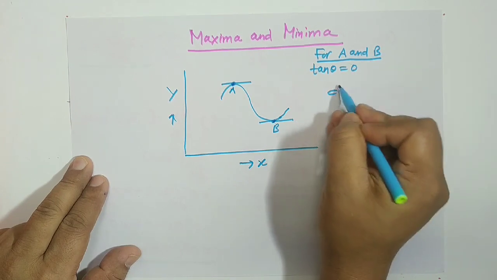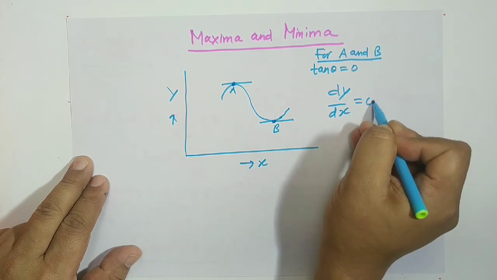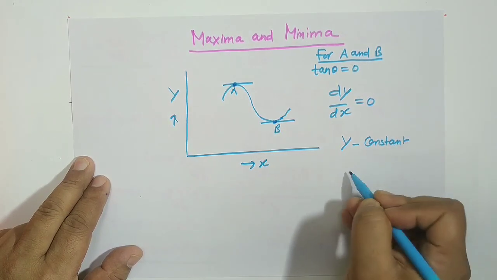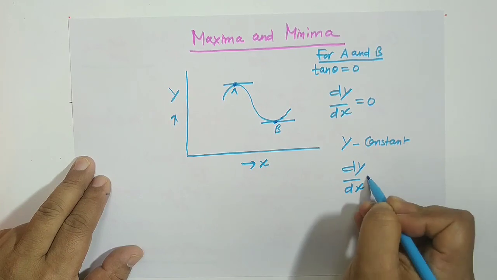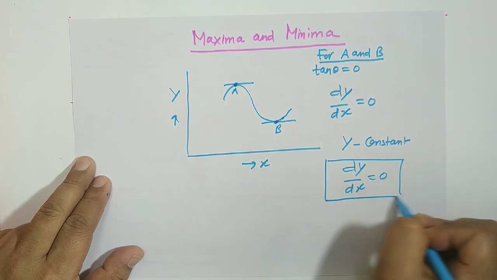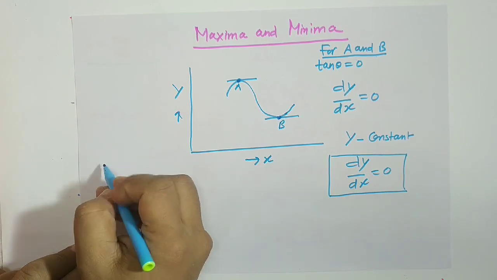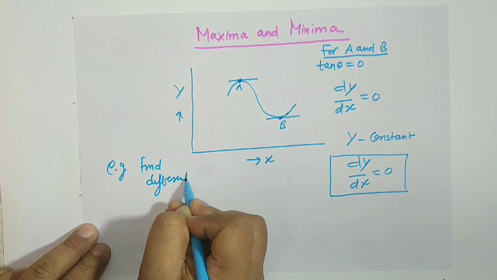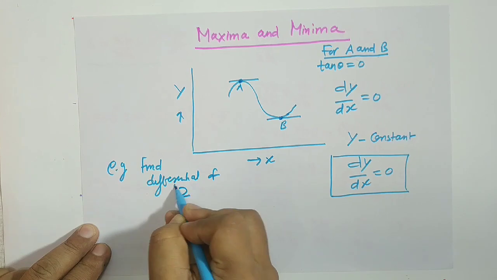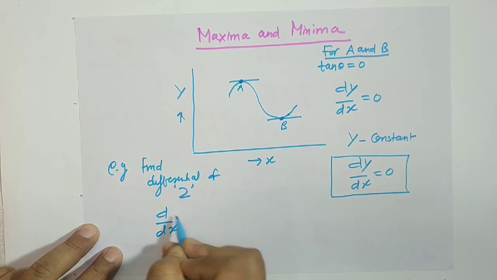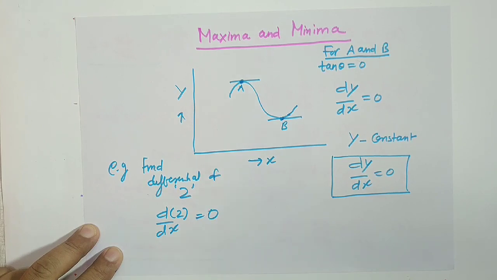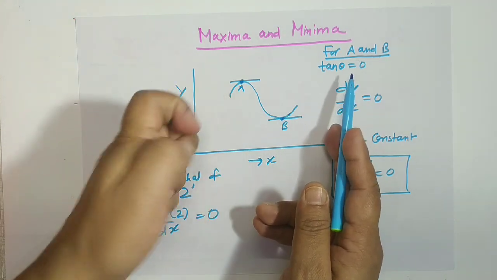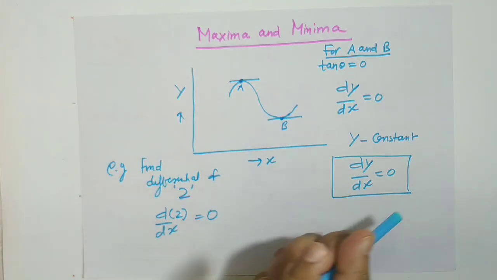That means dy by dx is what? 0. So when y is constant at a certain point, differentiation will be what? 0. Are you getting it? If I ask you, for example, find the differential of say 2. Now 2 is a constant. If I write dy by dx of 2, what should it be? 0, because it is only a constant. So maxima and minima means where the slope is what? Almost 0. So their differential will be 0.